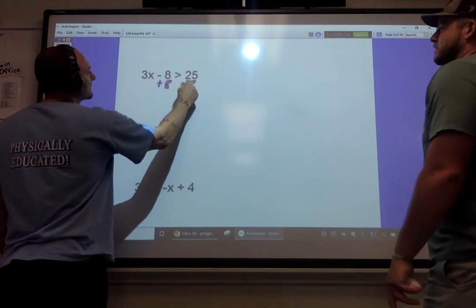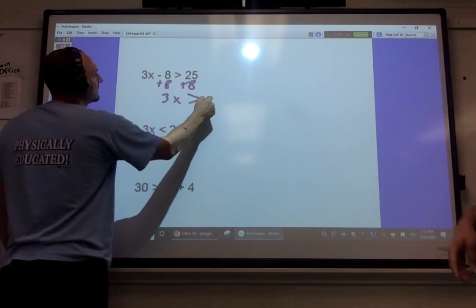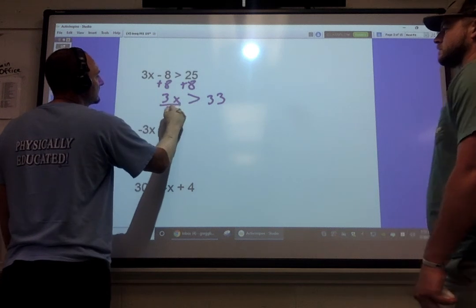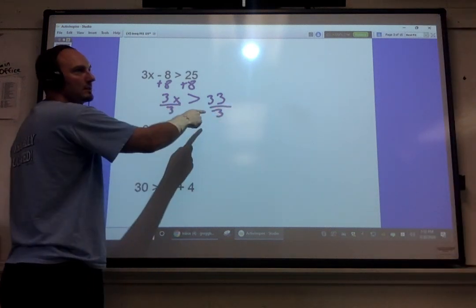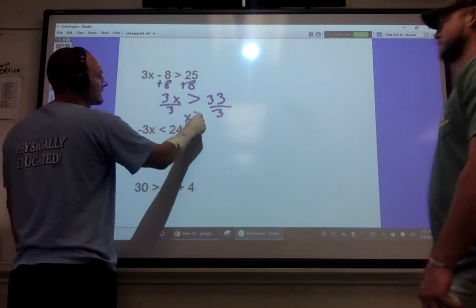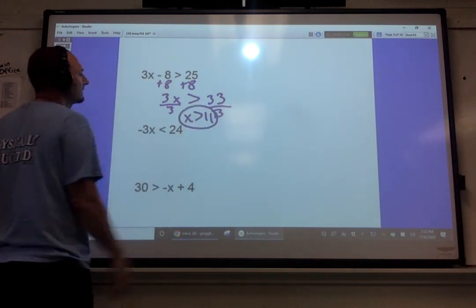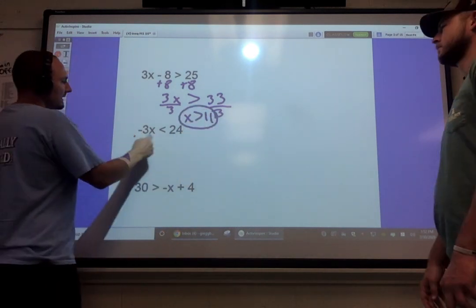Let's say 3x is greater than 33. Divide by 3. We're dividing by a positive, so we aren't changing anything. So there's your answer: x is greater than 11. Next, let's divide by that number.